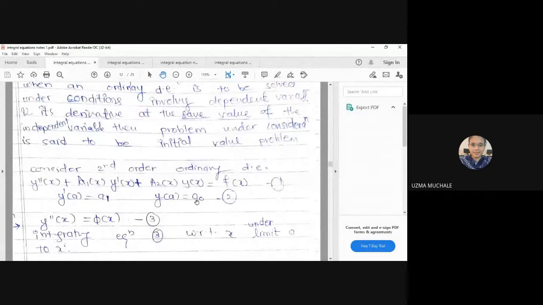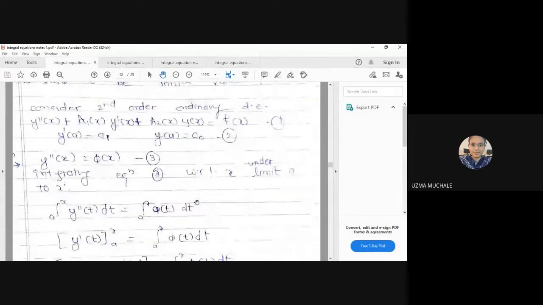Here we have seen the conversion. If an initial value problem is given, what do you mean by initial value problem? The value of the dependent variable and its derivative is provided at the same value of the independent variable. Whatever it may be, y of 0, y dash of 0, or y of 1, y dash of 1, you have to verify that.